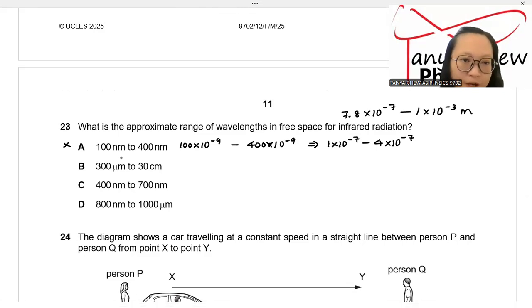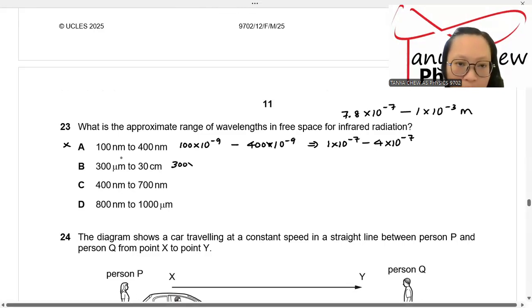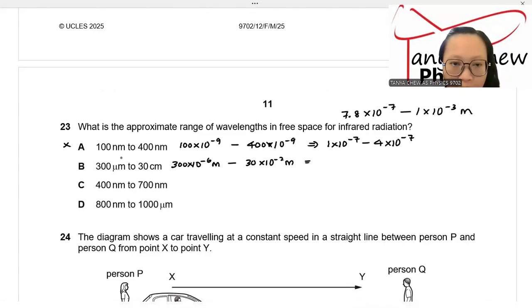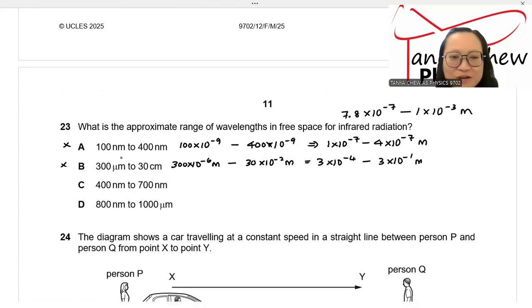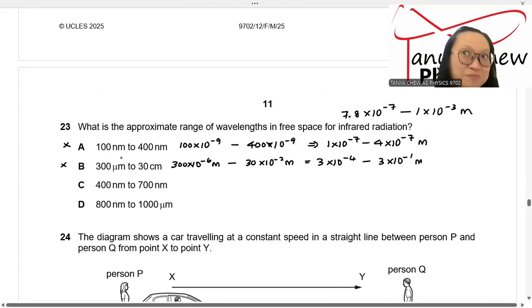Now, what about B? 300 micrometer. Micro is 10 to the power negative 6, right? To 30 cm, which is 10 to the power negative 2 meter. So you get 3 times 10 to the power of negative 4 to 1.3 times 10 to the power negative 1 meter. This is also not the range. C, 400 to 700 nanometer, this is visible light, right? This is the range of visible light.